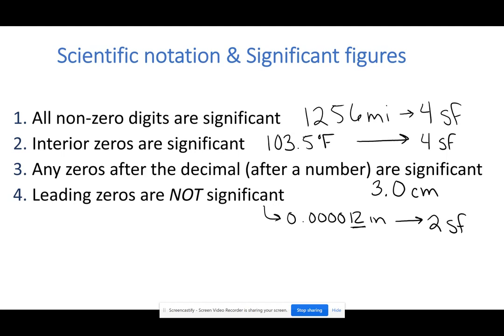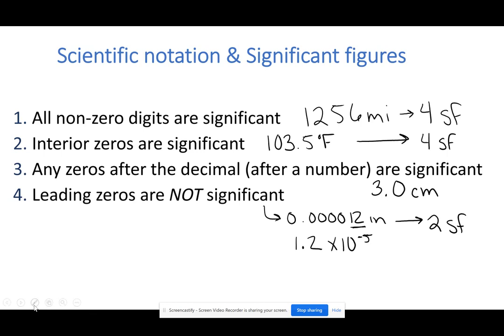The best way to clear up any leading zeros is to put it into scientific notation. So if I was to put this number into scientific notation, I move the decimal over until I get a number between 1 and 10. So I get 1.2 times 10. Then I tell the viewer how many places I moved it. 1, 2, 3, 4, 5 places. And it was a number that was less than 1, so that's going to be a negative 5.